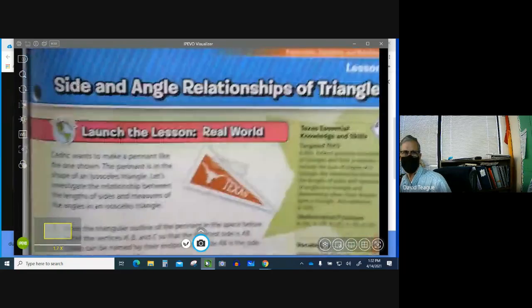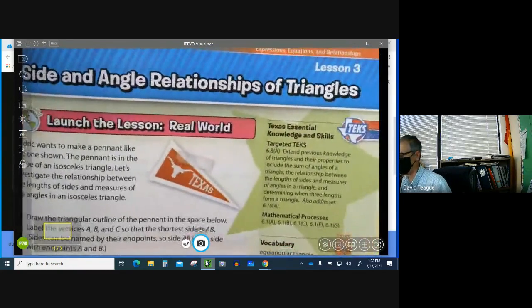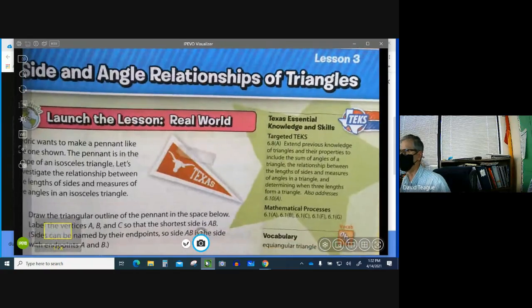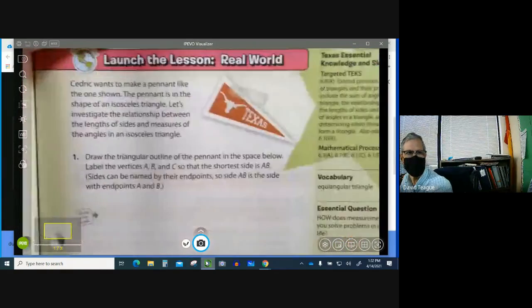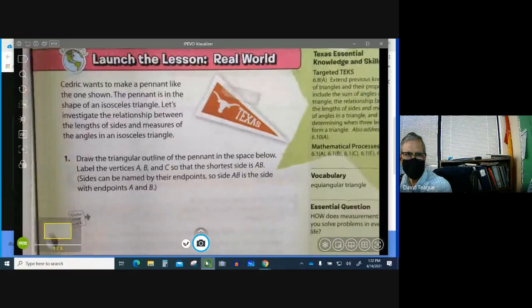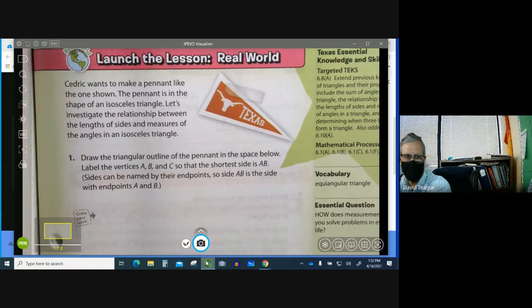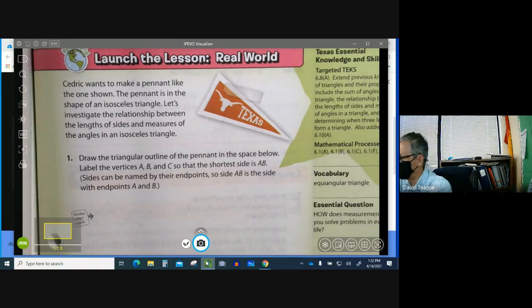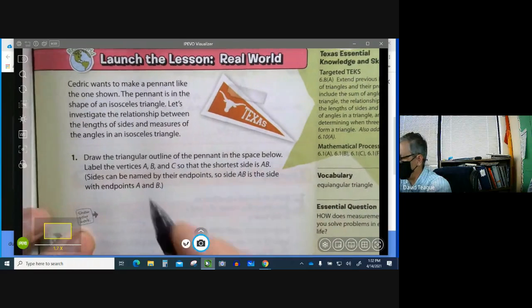Okay, so today we're talking about side and angle relationships of a triangle. So we're going to identify some more relationships. Cedric wants to make a pennant like the one shown. The pennant is the shape of an isosceles triangle. Let's investigate the relationship between the lengths of sides and the measure of the angles in the isosceles triangle. Draw the triangle outline of the pennant in the space below.